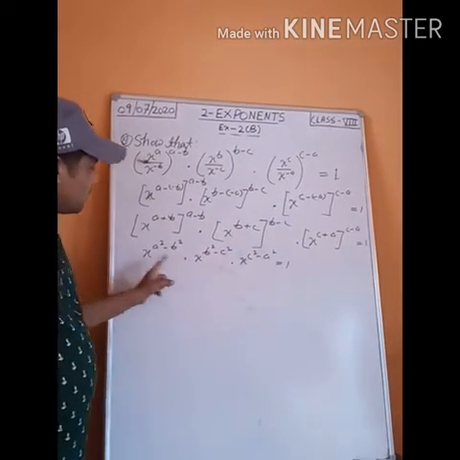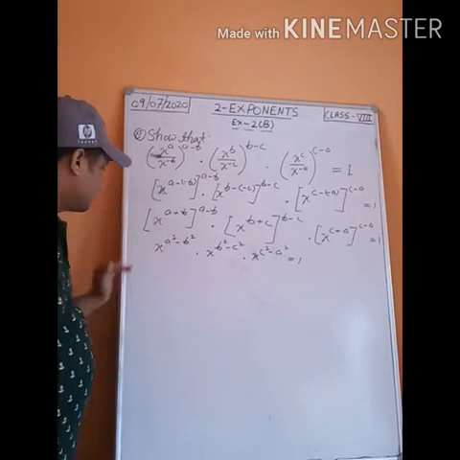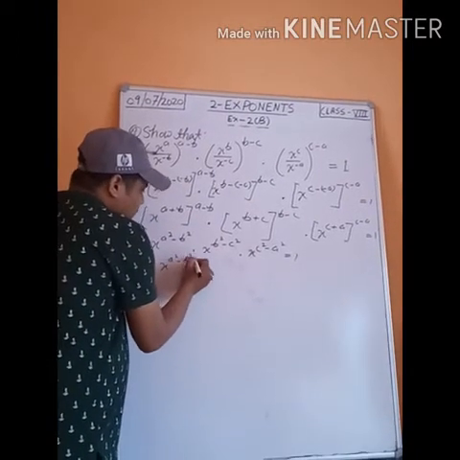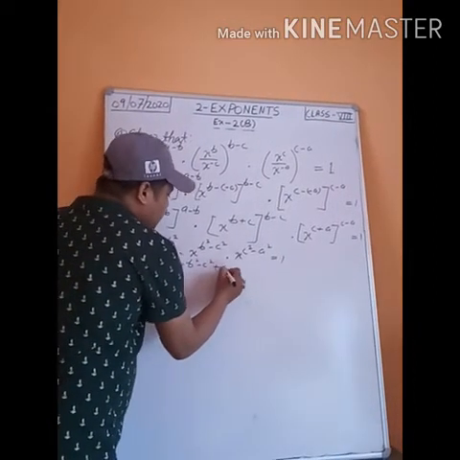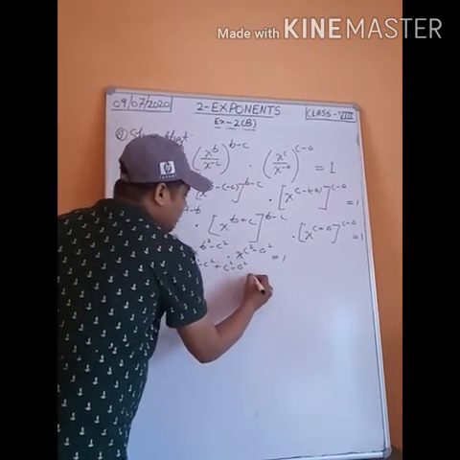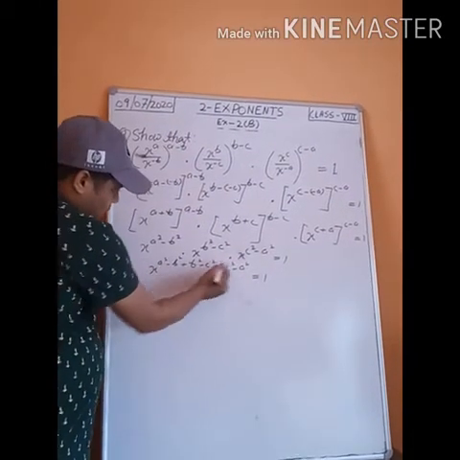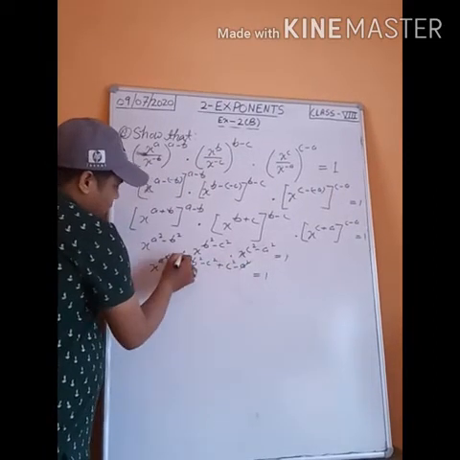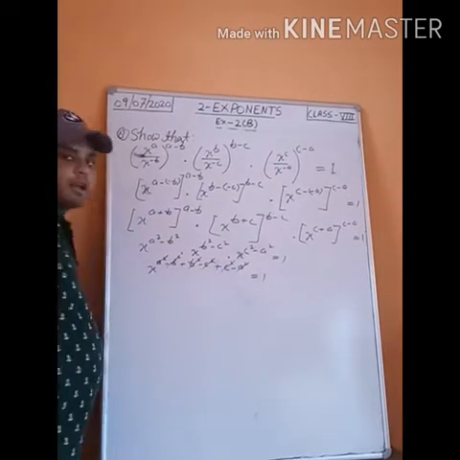Now all the bases are same, so we can add all the powers. So x raised to the power a square minus b square plus b square minus c square plus c square minus a square is equal to 1. So a square, any other a square? Yes, negative a square. This one is positive, so cancel. Minus b square plus b square cancel. Minus c square plus c square cancel.